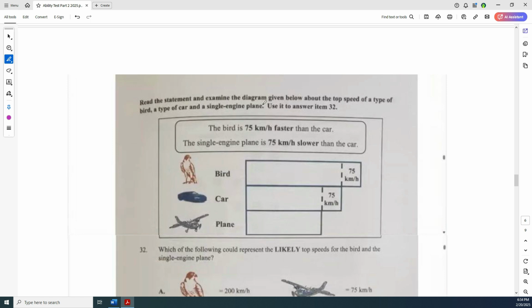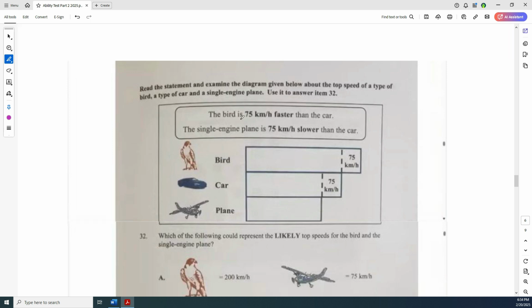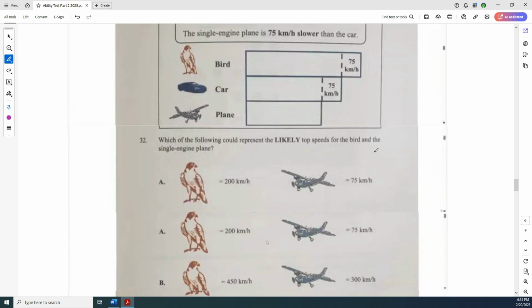Read the statement and examine the diagram given below about the top speed of a type of bird, a type of car, and a single engine plane. Use it to answer item 32. The bird is 75 kilometers per hour faster than the car. The single engine plane is 75 kilometers per hour slower than the car. So that means it would be 150 kilometers per hour slower than the bird. That is the single engine plane.